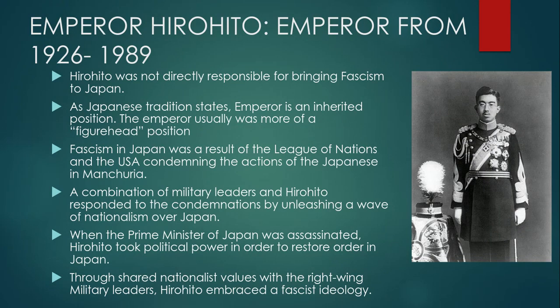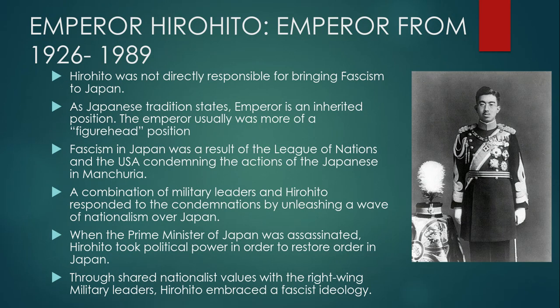So Hirohito, he was emperor from 1926 until 1989. He's not directly responsible for bringing fascism to Japan. The Japanese tradition states emperor is an inherited position, so the emperor usually was more of a figurehead position. Fascism in Japan was a result of the League of Nations and the US condemning the actions of the Japanese in Manchuria.